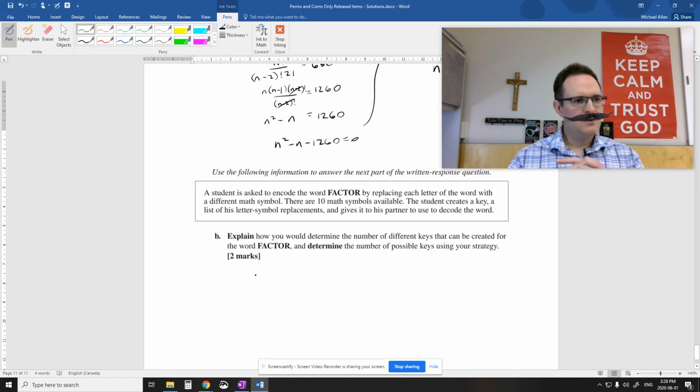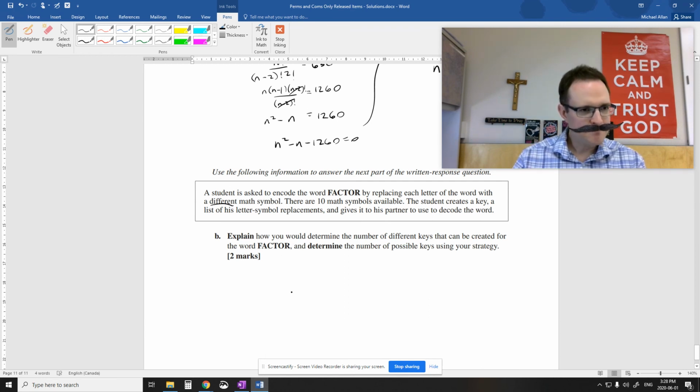Okay, students asked to encode the word factor by replacing each letter in the word with a different math symbol. There are 10 math symbols. The student creates a key, a list of the letter symbol replacements, which makes sense. And gives it to his partner to decode the word. Explain how you would determine the number of possible keys that you can create. Now, it's got to be different math symbols, right? Can't have the same, like a times sign for those 2 letters. And it says explain and then determine.